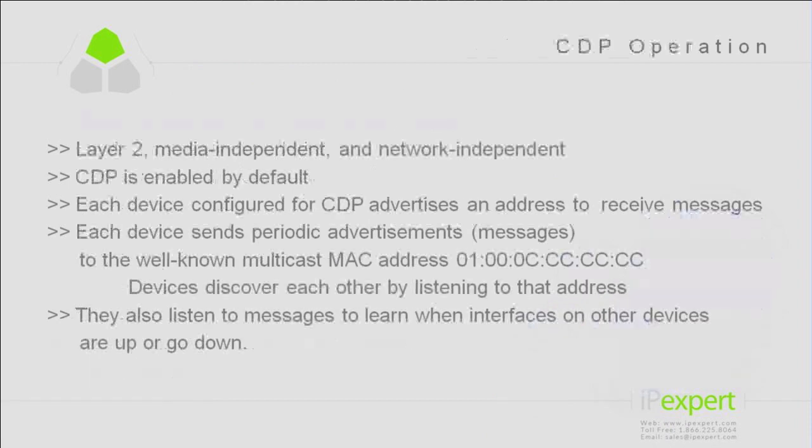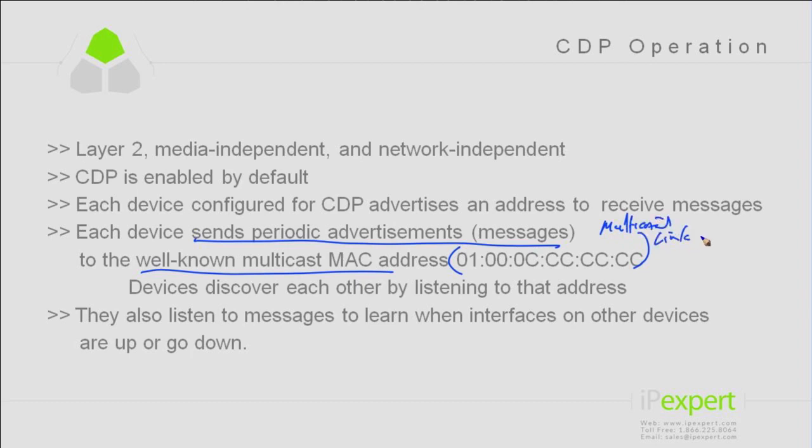Now, how does CDP operate? Well, remember, I mentioned that we have a multicast address. That well-known multicast address is going to be this value right here, 01-00-0C-CC-CC-CC. Now, what's going to happen at this particular juncture is that we're just going to start sending periodic advertisements to this particular multicast address. And again, this is a multicast link-local address, so these are never going to be forwarded.